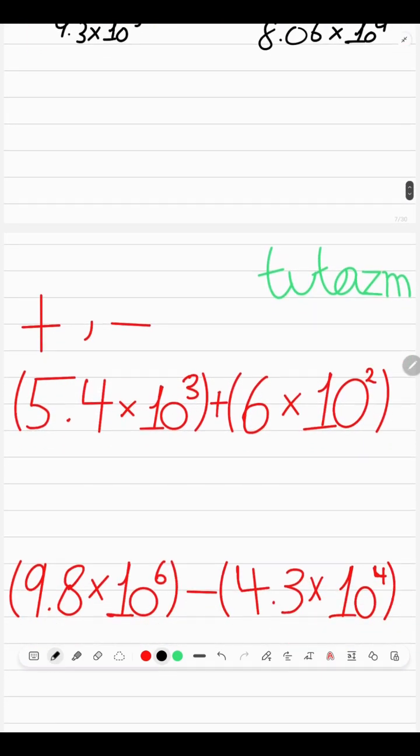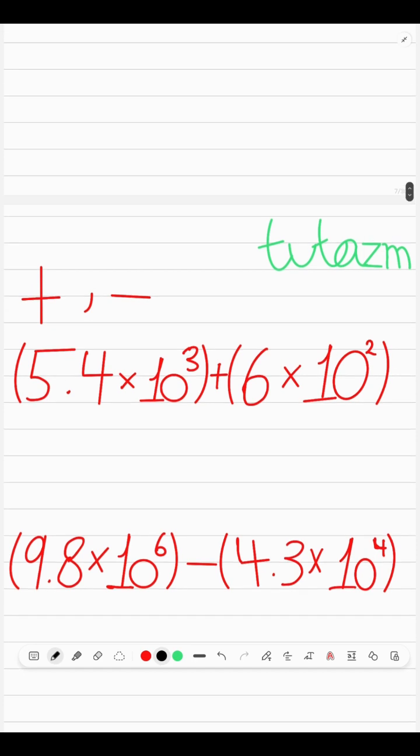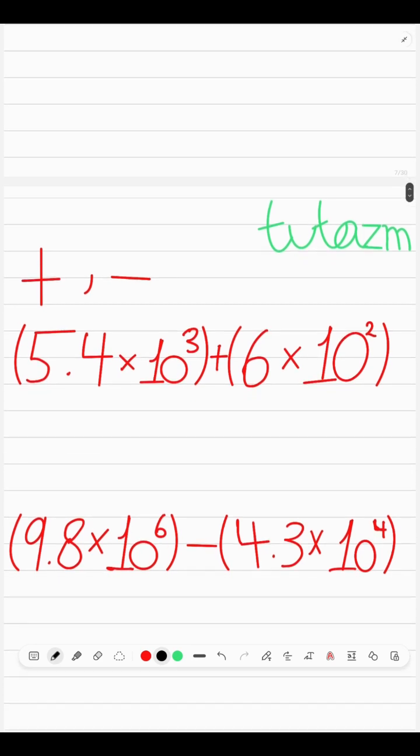Okay, let's actually look at some operations then. When you carry out addition with numbers that are in standard form, there is no shortcut. You have to convert the numbers that you're given into normal numbers first, and then add those numbers together and then turn it back into standard form. So in this case, we've got 5.4 times 10 cubed, so that would be 5,400. And then here we've got 6 times 10 squared, so it would be plus 600.